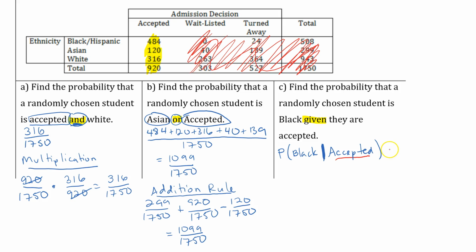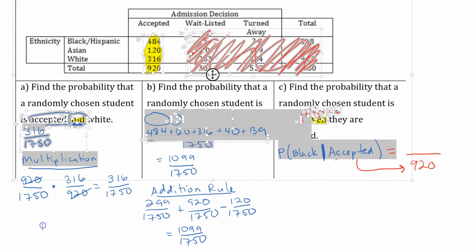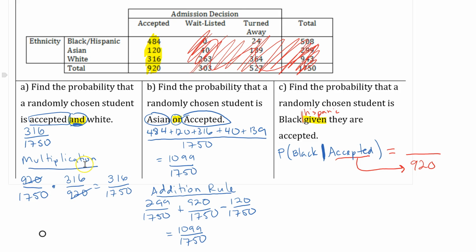So again, the way I like to think about this is, whatever comes after the given bar, we're going to put that in the denominator, since it's only out of those students. Well, how many students were accepted? We saw was 920. And then out of those accepted students, how many of them were black or Hispanic? I believe they should have said Hispanic also. Well, we see that there are 484.